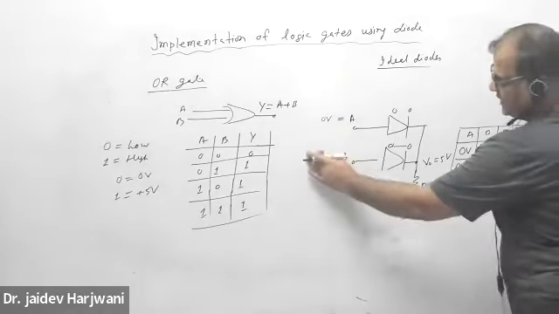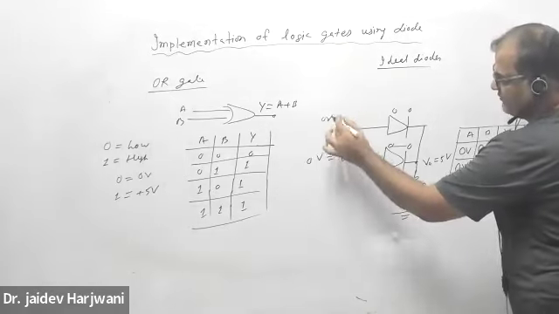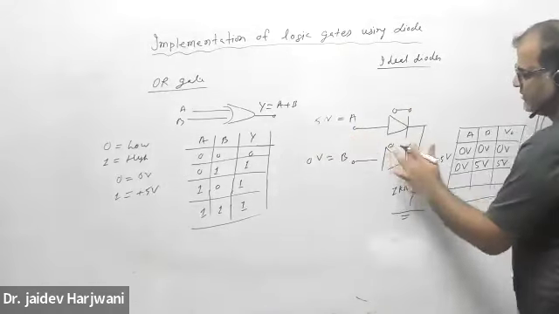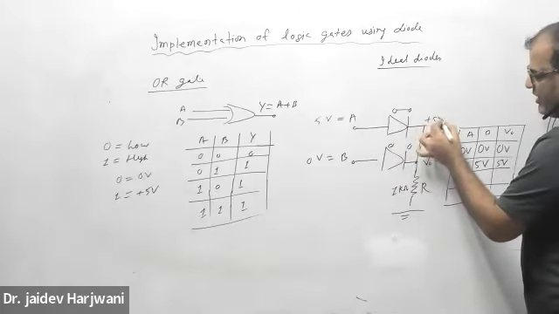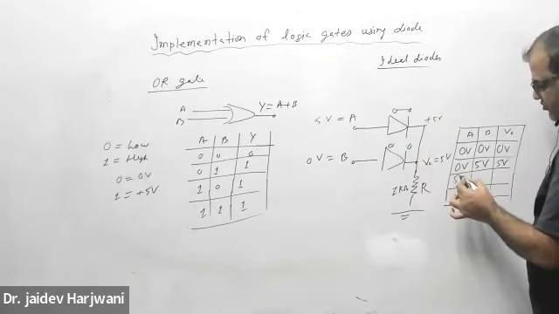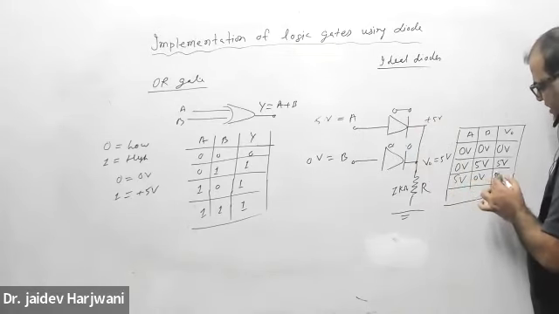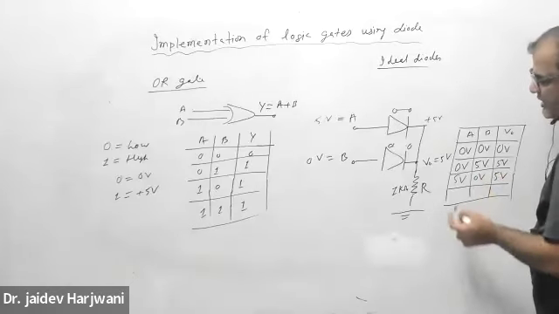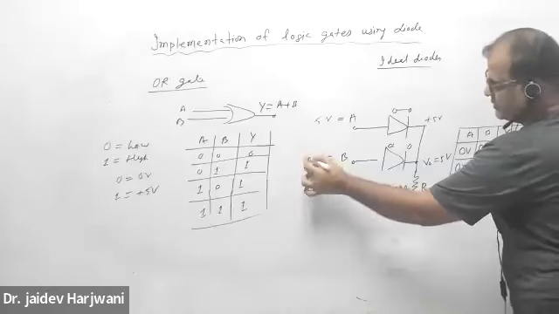Similarly, now if I keep 0 volt here and 5 volt on the other input, this will become short and this will become open. Again, this will become 5 volt. This point and this point are the same. So if this is 5 volt and this is 0 volt, still the output is high.